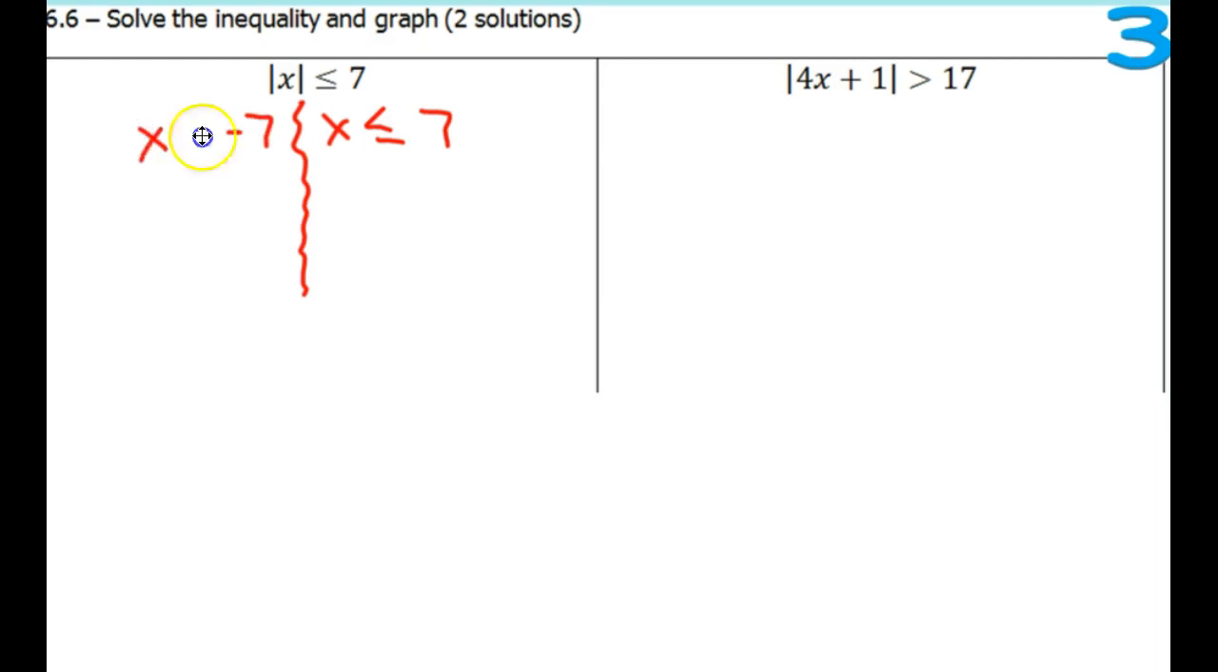We'll also have an x. When we switch a positive to a negative, we need to flip our sign as well. Now we have x is greater than or equal to -7, and x is less than or equal to 7. So these are our solutions. x is greater than or equal to -7, and x is less than or equal to 7. What we need to do now is graph this on our number line.